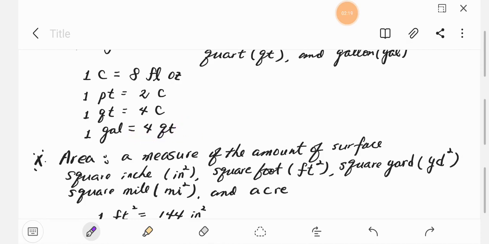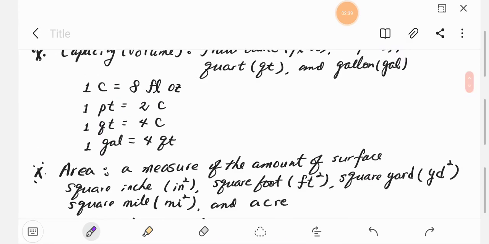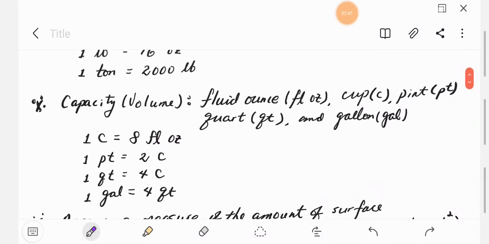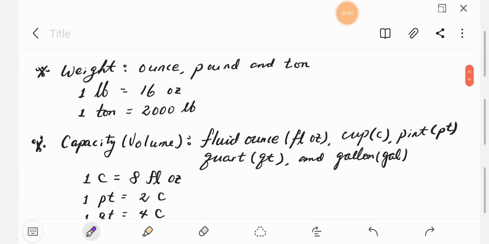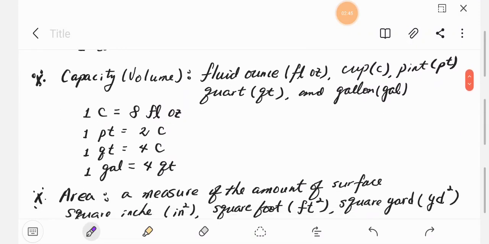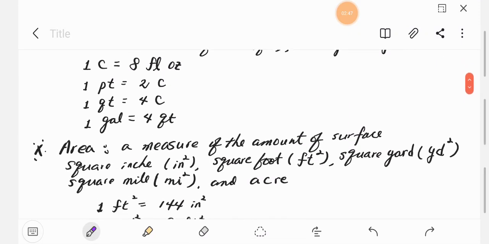If 1 gallon is divided by 4, then each part is a quart. And 1 quart is 4 cups, just regular cups. And 2 cups is equal to 1 pint. And 1 cup is 8 fluid ounces. This is fluid ounces, and it's different from ounces. Just ounce is a weight, but fluid ounce is a volume, capacity.